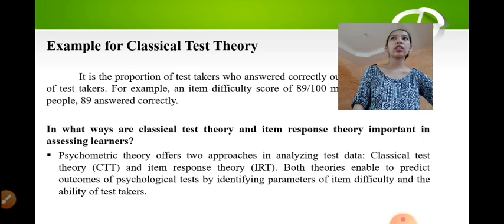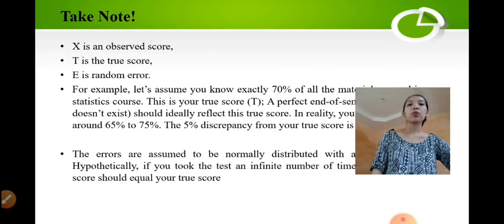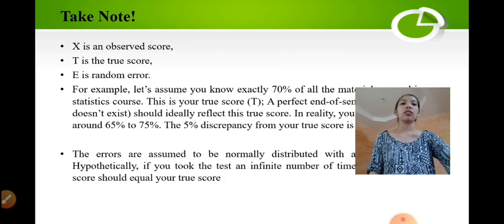So these are some of the challenges that we, the test takers, encounter, even as first years in junior high, in senior high, or even in college. We try this kind of methods, which is classical test theory and item response theory. So take note: X is the observed score, T is the true score, and E is a random error.